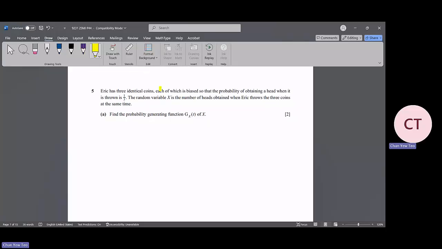Eric has 3 identical coins, each of which is biased so that the probability of obtaining a head when it is thrown is 1 over 3. The random variable X is the number of heads obtained when Eric throws 3 coins at the same time. Find the PGF of X. So over here, we need to know that X is representing the number of heads obtained.